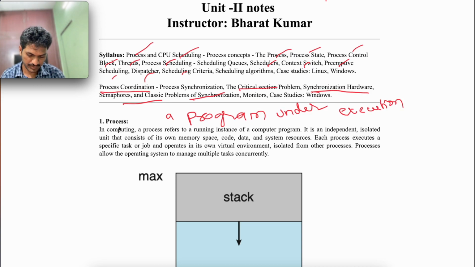Process is a program under execution. So you need to remember this definition. These keywords are important. A running instance of a computer system. It is independent. This consists of some memory, code, data, and some system resources.